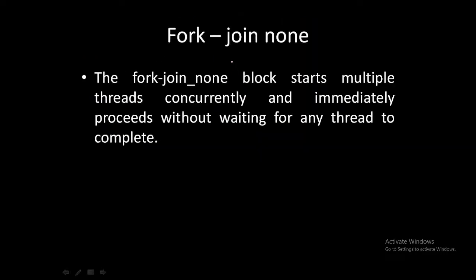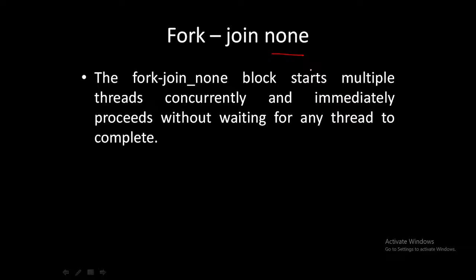Now we have one more type of block, which is known as fork join none. The name itself indicates that it is not waiting for the completion of any of the threads. Unlike fork join and fork join any, the fork join none is not going to wait for the completion of any thread execution.